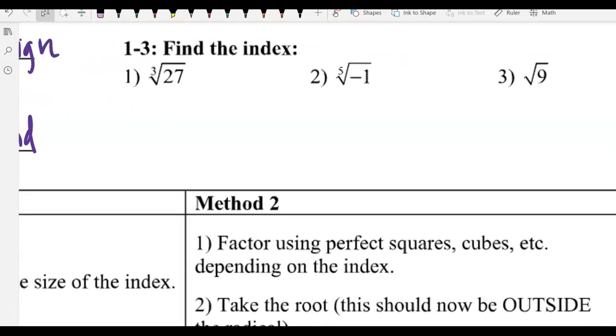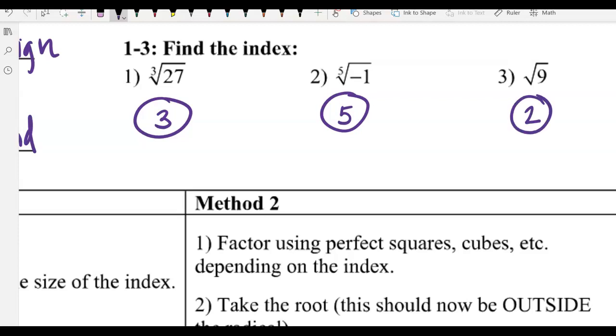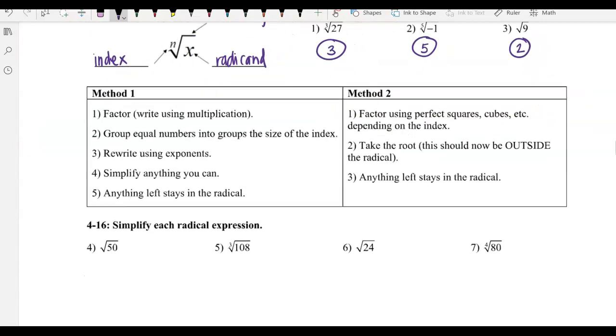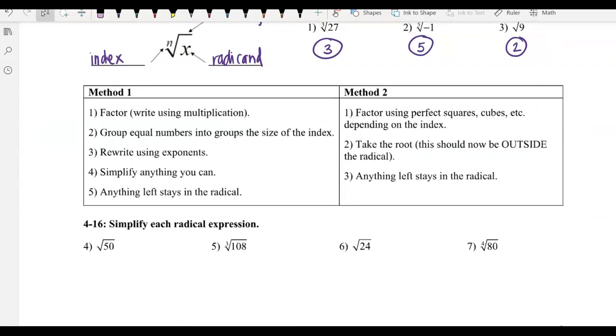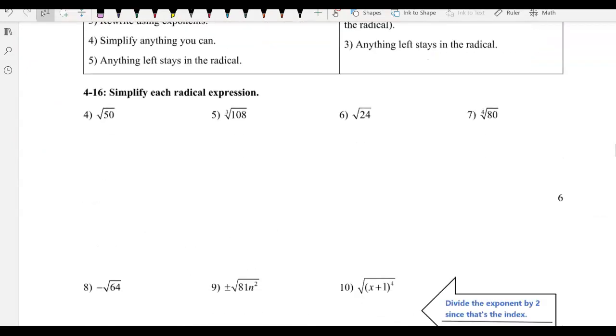Examples 1 to 3. We're going to find the index first. Simple, all right? Example 1, what is the index? We don't need to simplify, but Kayla, what is the index for example number 1? 3, yeah, look at that. Nice and simple. Jackson, example 2, what is the index? 5. Yep, okay. Roman, example 3, what's the index? 1? Is it 1? If it's not there ever, we are going to say that it's always a square root. And the square root index is 2. Nope. We're going to simplify right now, buddy.